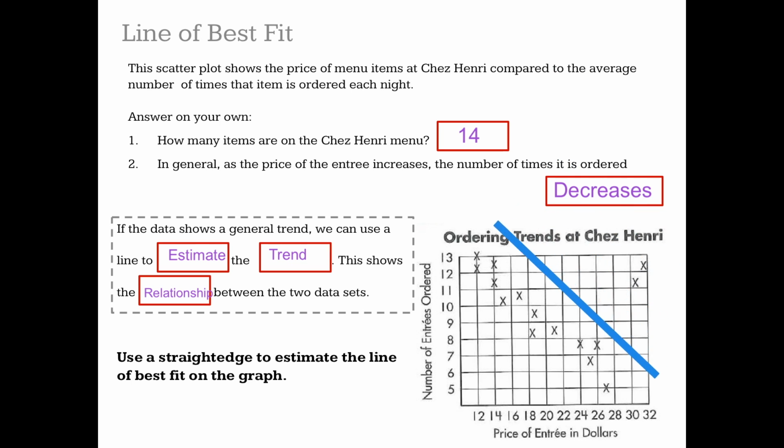I'm going to take my straight edge and try to draw it so that I get the most number of X's along the line, or some a little bit above or some a little bit below. And this is my line of best fit. I can use this line of best fit to make predictions and make estimates about the general trend. Let's see how this works in practice.